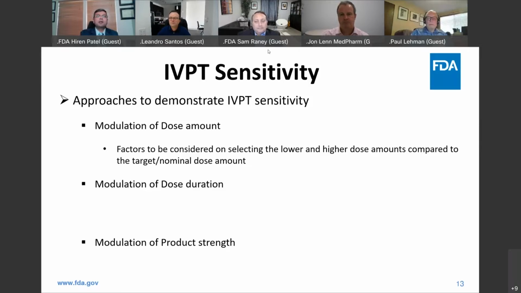Because at the higher dose amount, we are talking about saturating the skin, and we are not getting any higher permeation profile. So that is kind of a rationale for the higher dose amount.